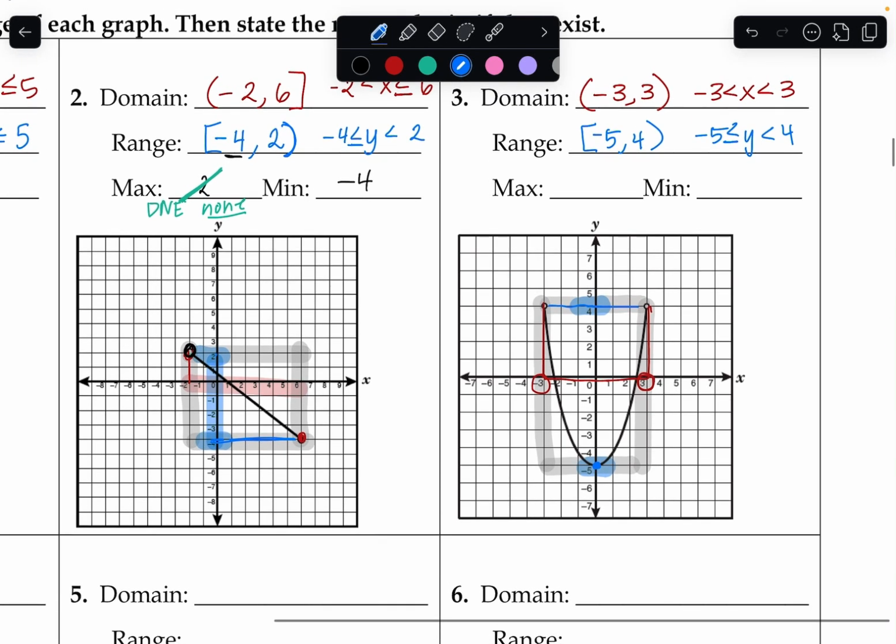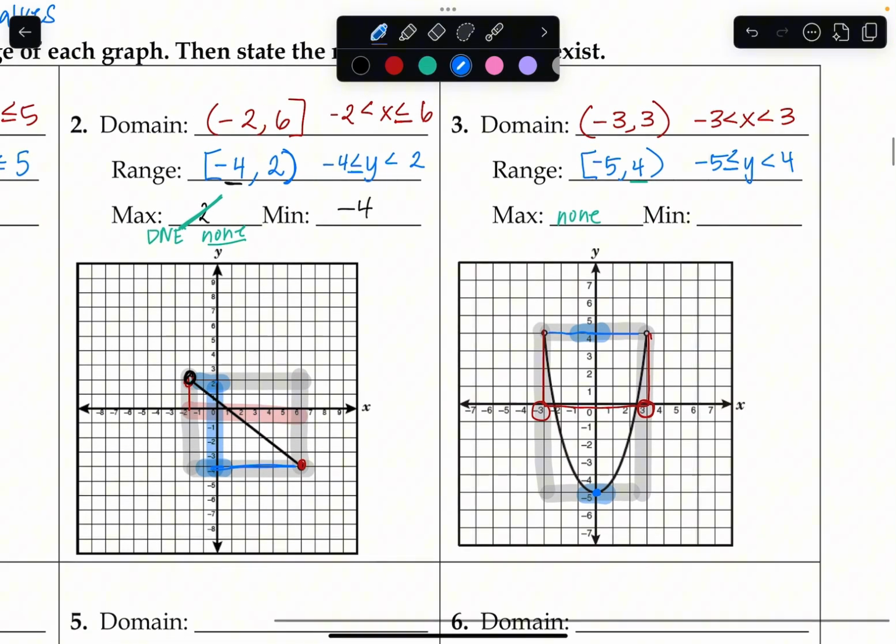The maximum, just like the last example, doesn't exist because we would want to say 4, but there's a parenthesis. That means we get infinitely close. And then our minimum is at -5. We do equal that minimum point.